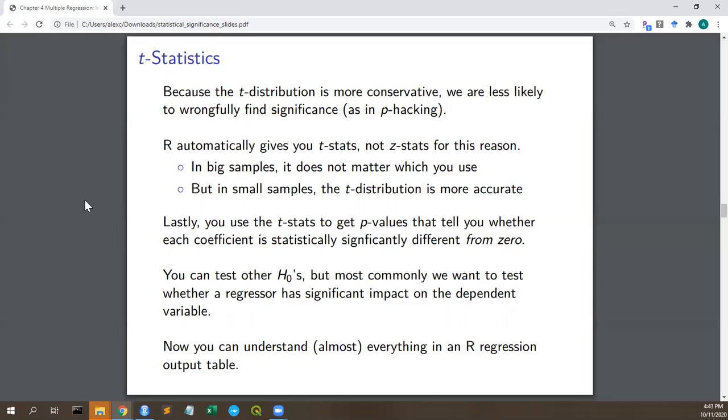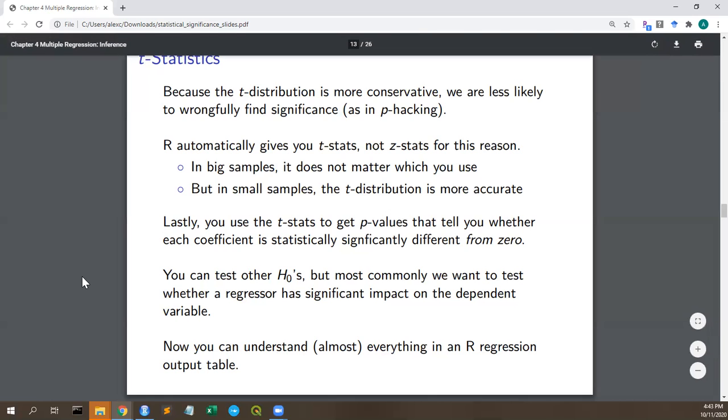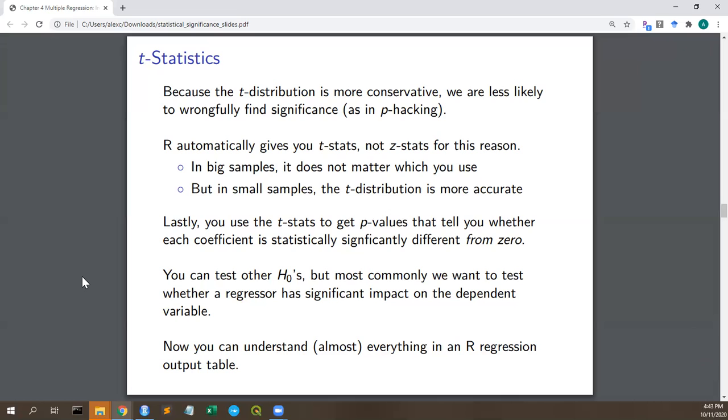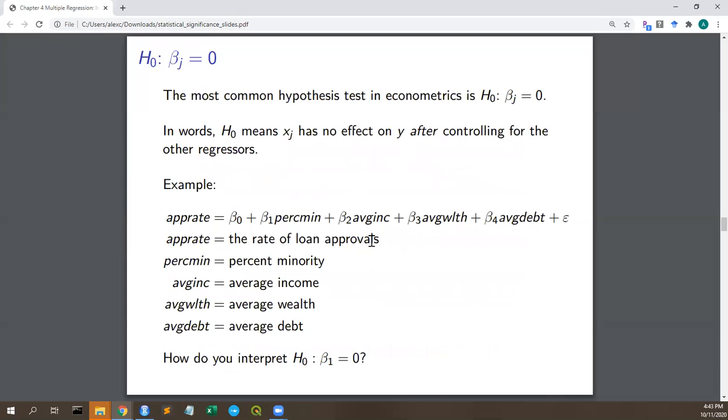So if you want to test other null hypotheses, I'll talk about that in a second. But most commonly, again, we just test if some regressor or some x variable has a significant impact, meaning it's different from 0. So for example, here would be how we would interpret something if beta j is equal to 0. So in other words, this H sub 0 means that xj has no effect on y after controlling for other regressors.